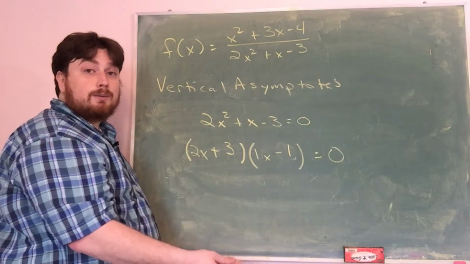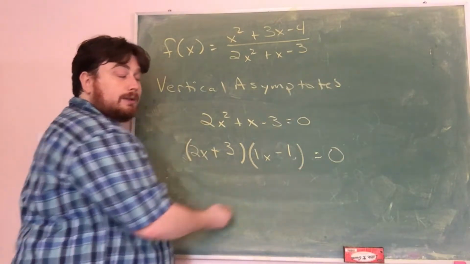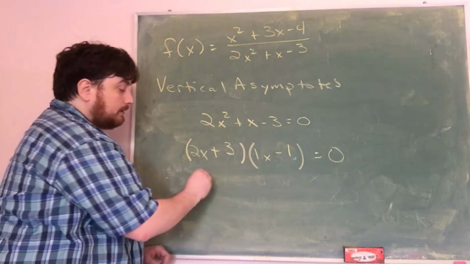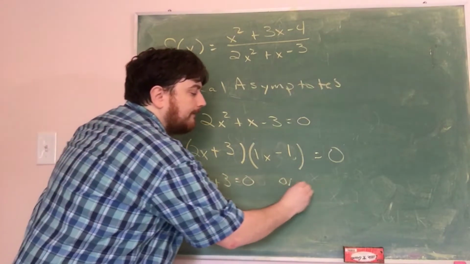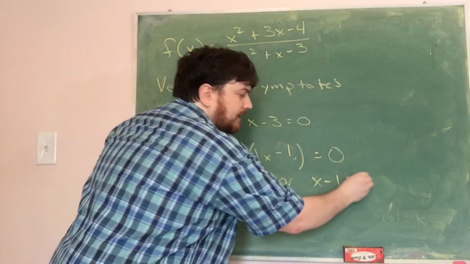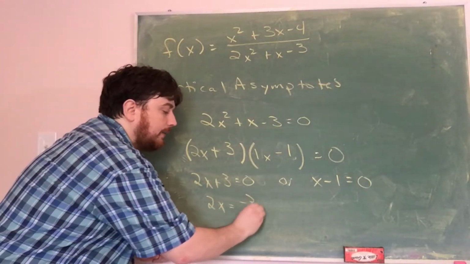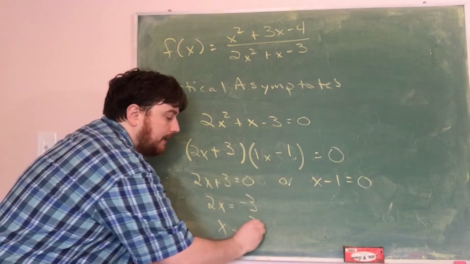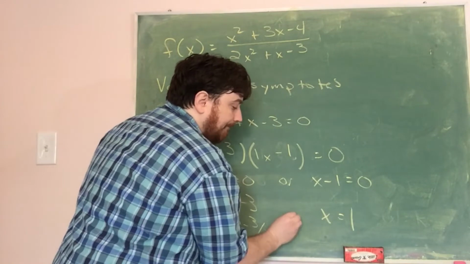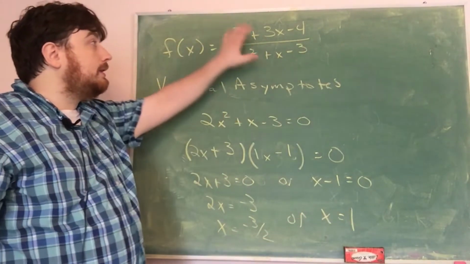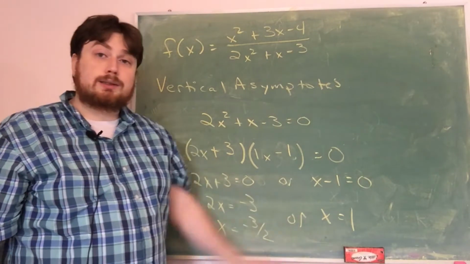Now that we've factored it and we've checked to make sure it's correct, we're going to say, okay, well, a product is equal to 0 if one of the terms is 0. So that means either 2x plus 3 is 0, or x minus 1 is 0. And so if I solve these, I get 2x is equal to -3, or x is -3 halves. And then solving this one, I get x is 1. So what we notice is that this function is discontinuous if x is -3 halves or x is 1.